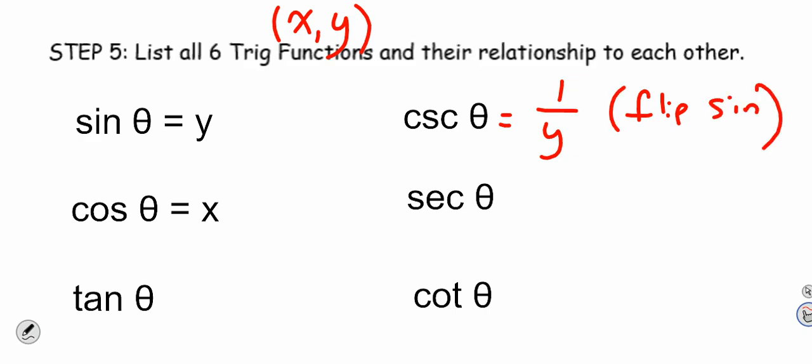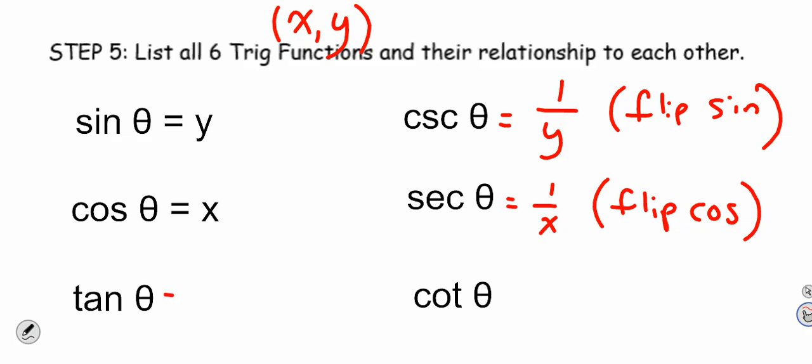All right, same thing with cosine. If we know cosine is x, then secant is going to be 1 over x. If cosine is 1/2, then secant is going to be the flip of that, which would be 2. So let's write down in our notes that secant is the flip, or the reciprocal, of cosine. That's why I'm writing it both ways, right? 1 over x, but also the flip.